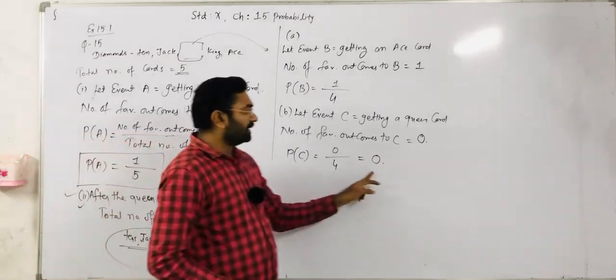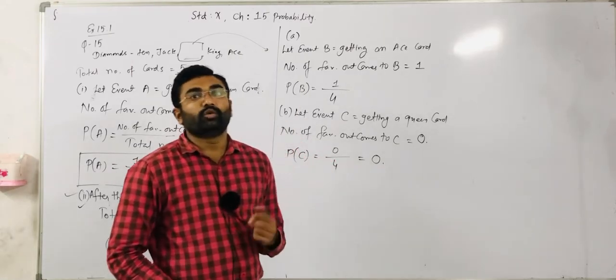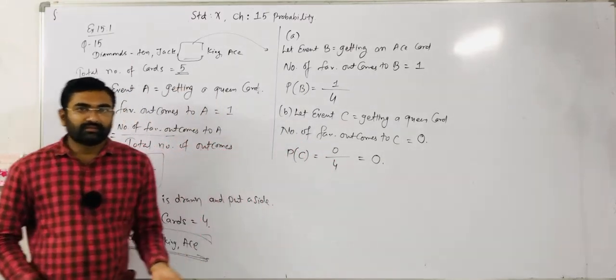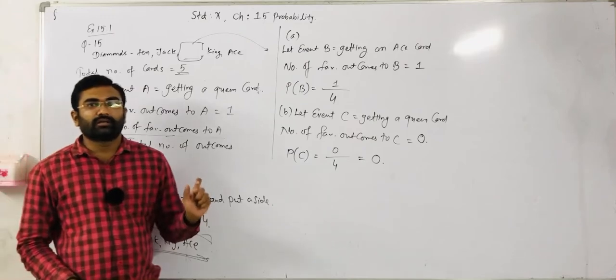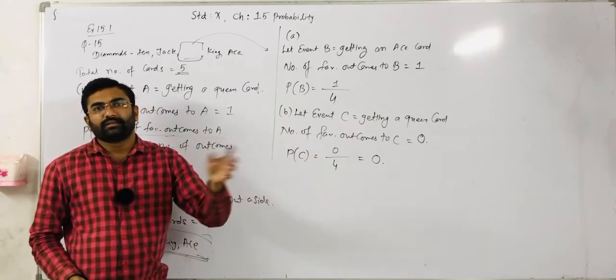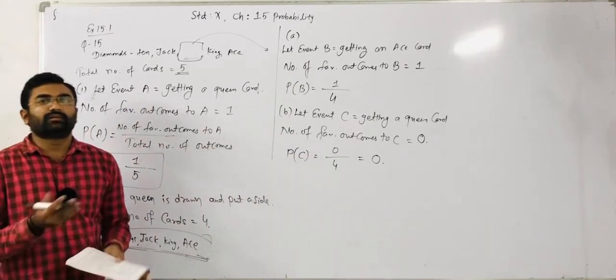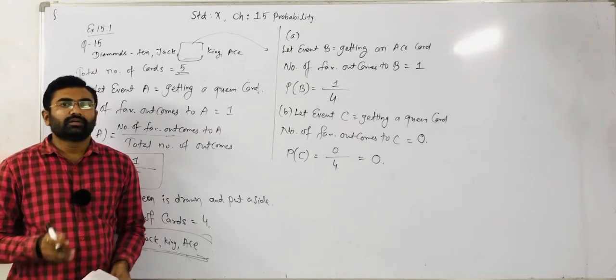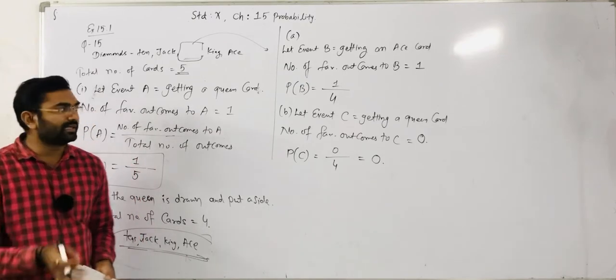Whenever the probability of any event is 0, it means this is an impossible event, right? It is very clear, because the queen card you already put aside. So in the remaining 4 cards there is no queen card. So its probability is 0 only.